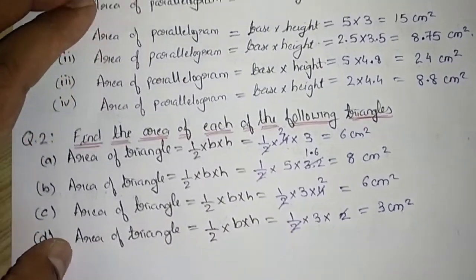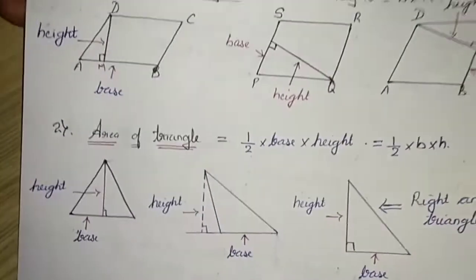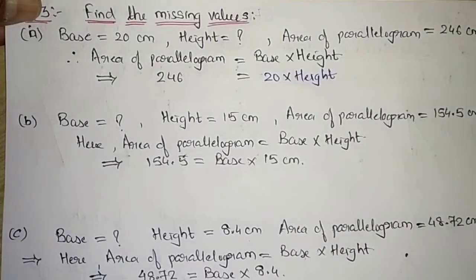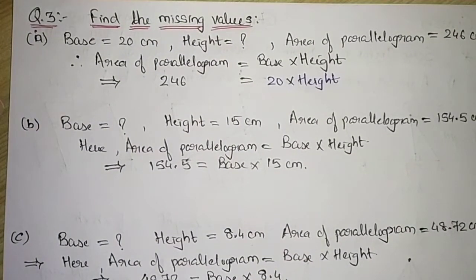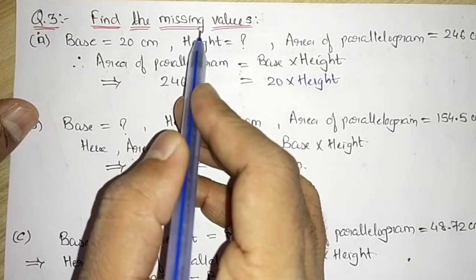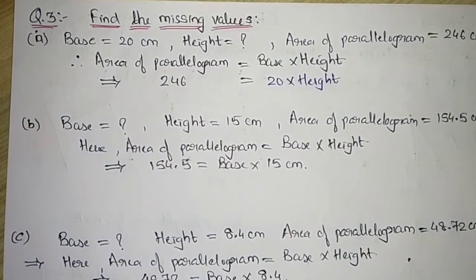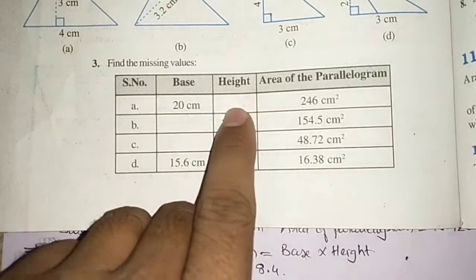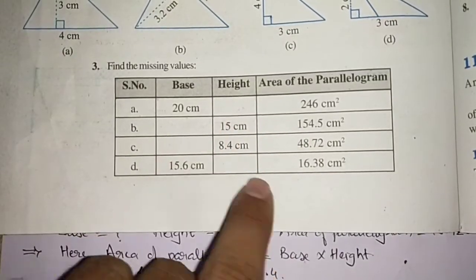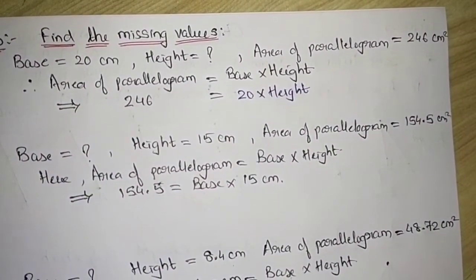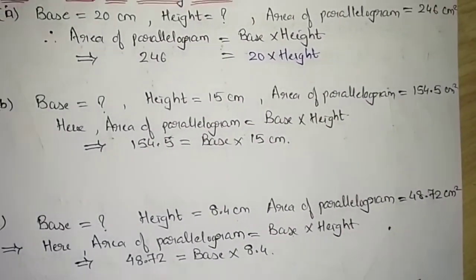Hope you are understanding. Moving to question number 3. In question number 3, they have given us one box in which they are telling us find the missing values. Let me show you. They have given us this column. The missing values we are supposed to find, which I have already written. So let me show you.